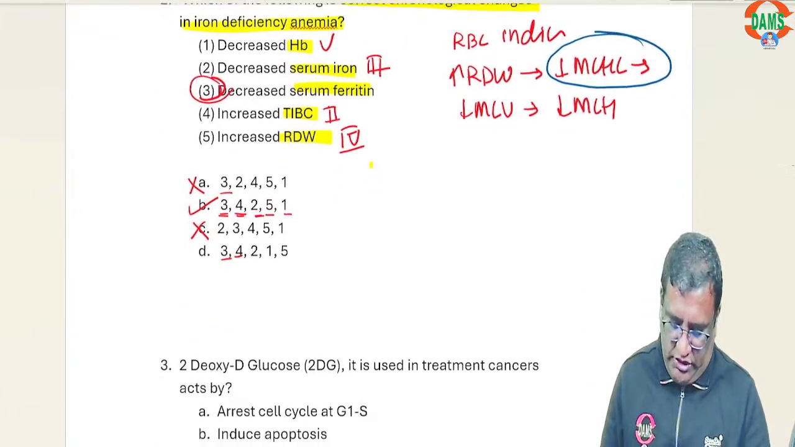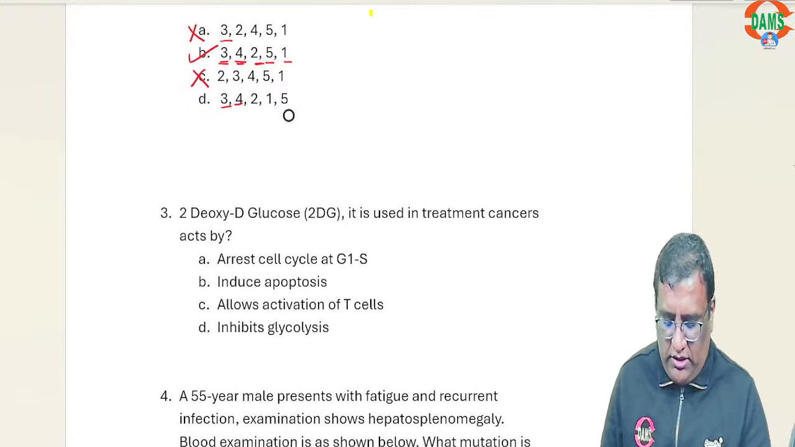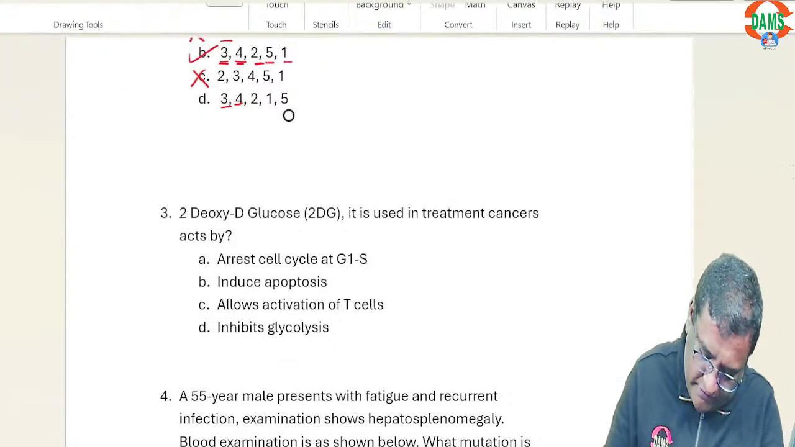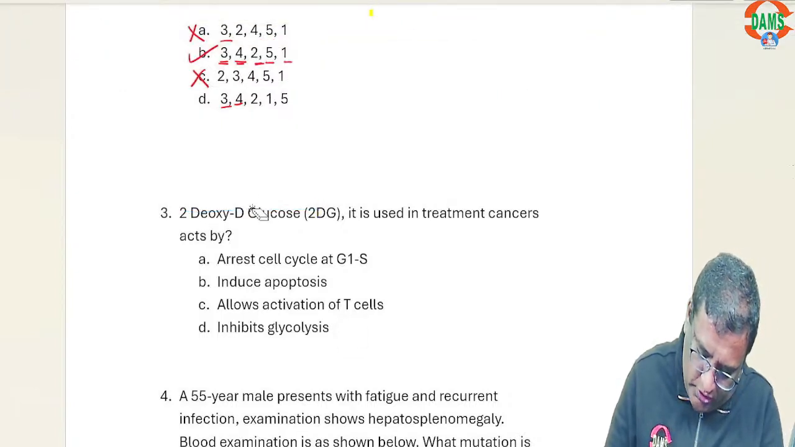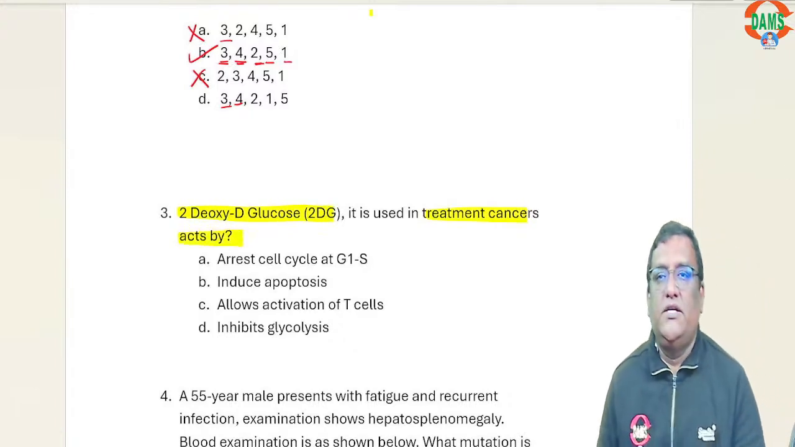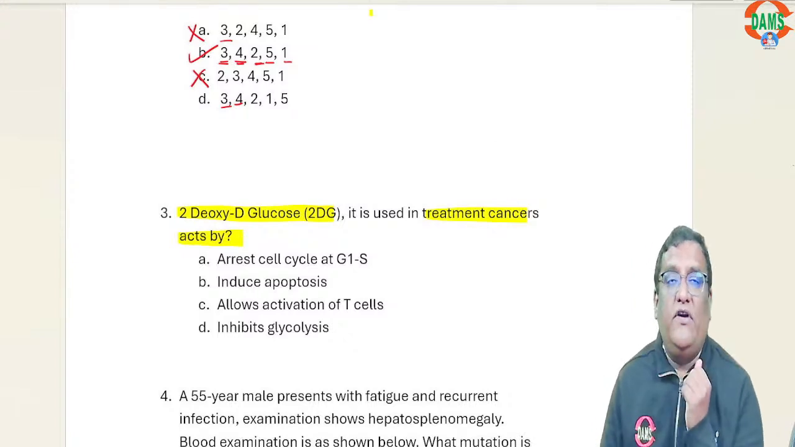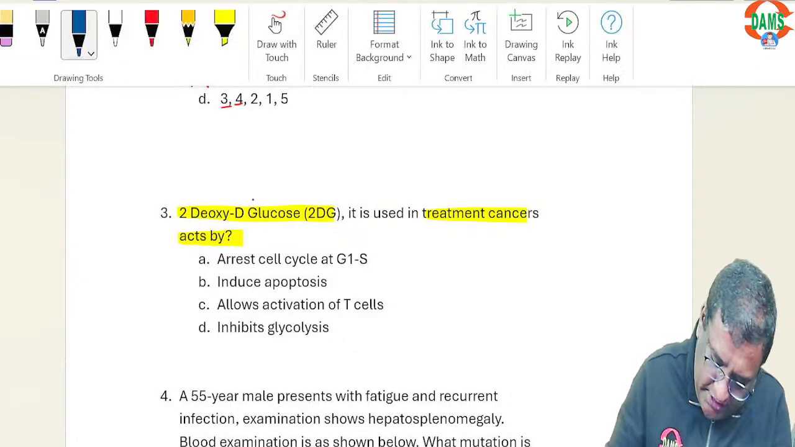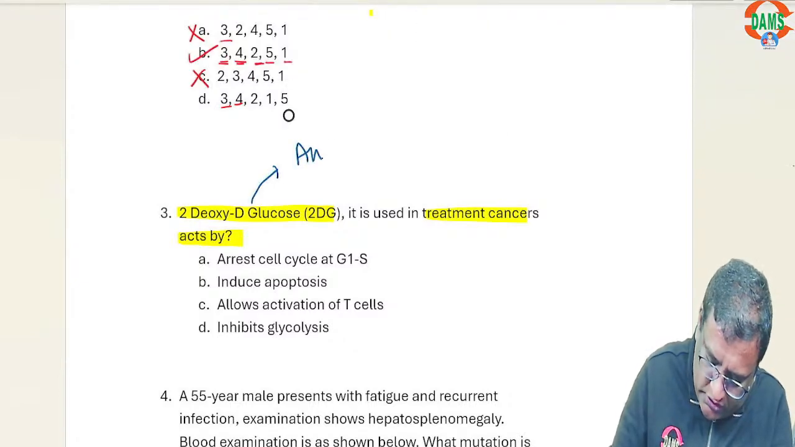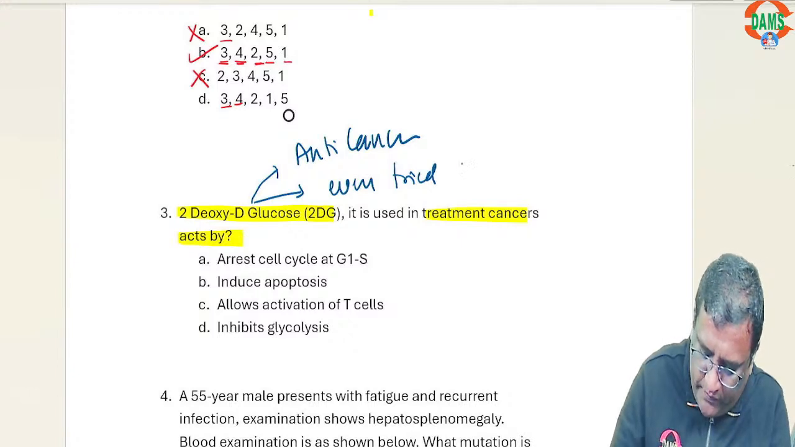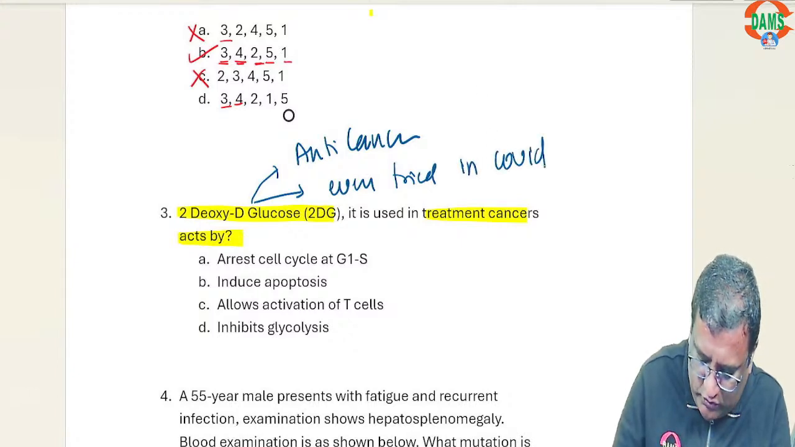Next, question number 3. 2-deoxy-D-glucose or 2DG. It looks more like a pharmacology question, by the way. 2DG. So what about this 2DG here? 2DG is used in treatment of cancer. They are asking you what is the mechanism of action of 2DG. So what is this 2DG? 2-deoxy-D-glucose. Uses, one, it is used in anti-cancer, correct? It was even tried in COVID. Not very successful. But yes, in severe COVID, this was tried.